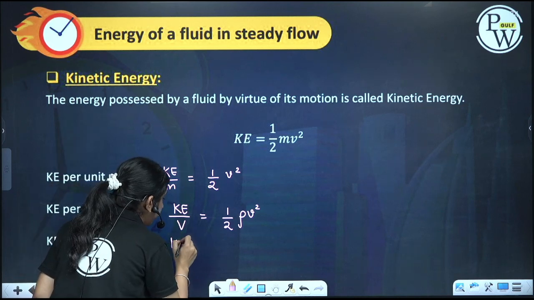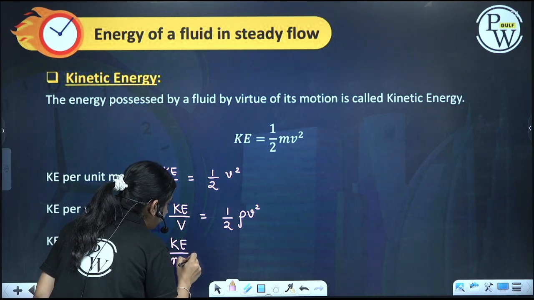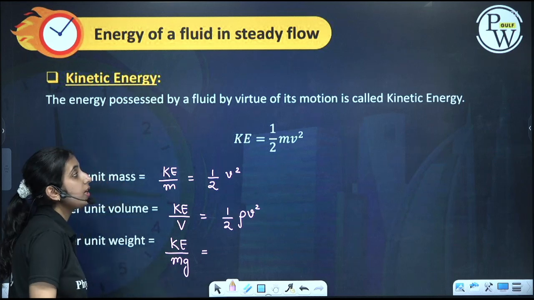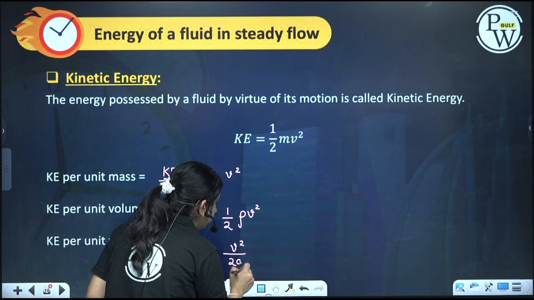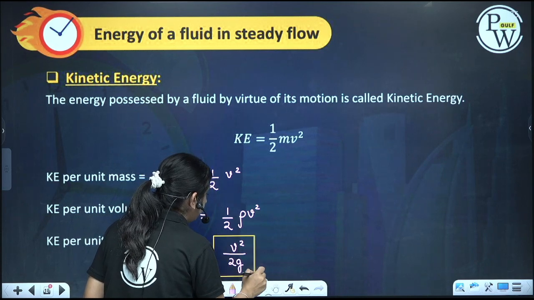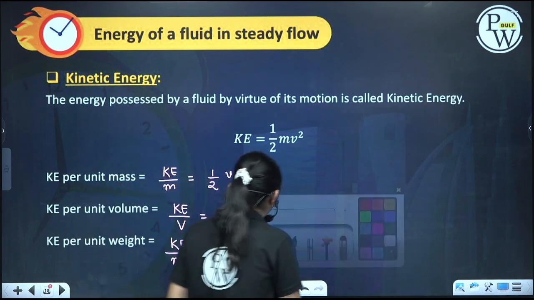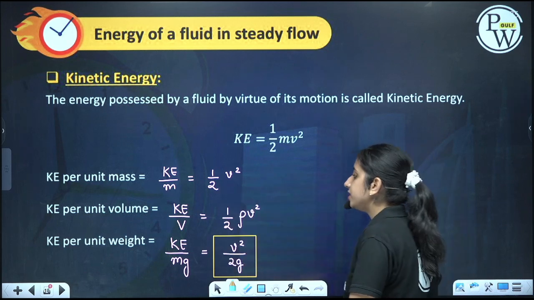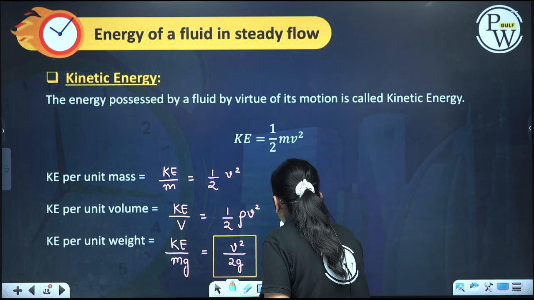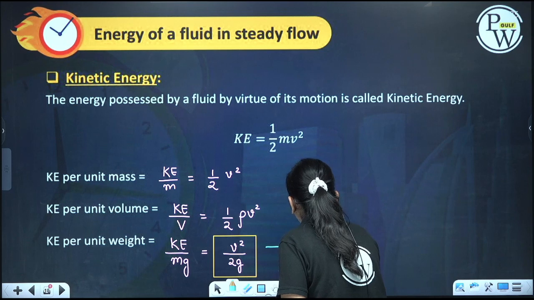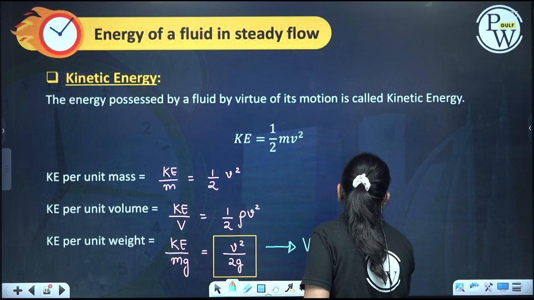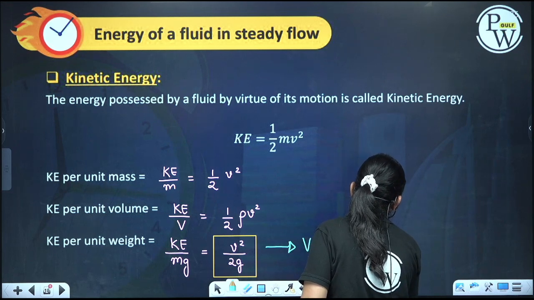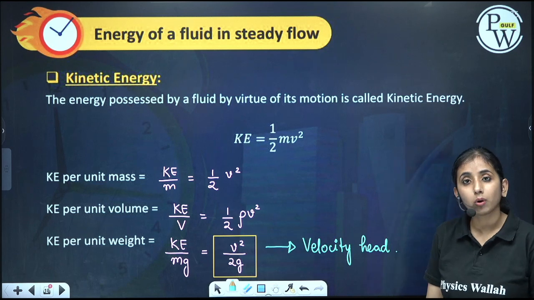And if we want to find kinetic energy per unit weight, this is KE by mg. m and m will get cancelled. We will get it as v square by 2g. Okay, v square by 2g. This kinetic energy per unit weight is called velocity head. Kinetic energy per unit weight is called velocity head.